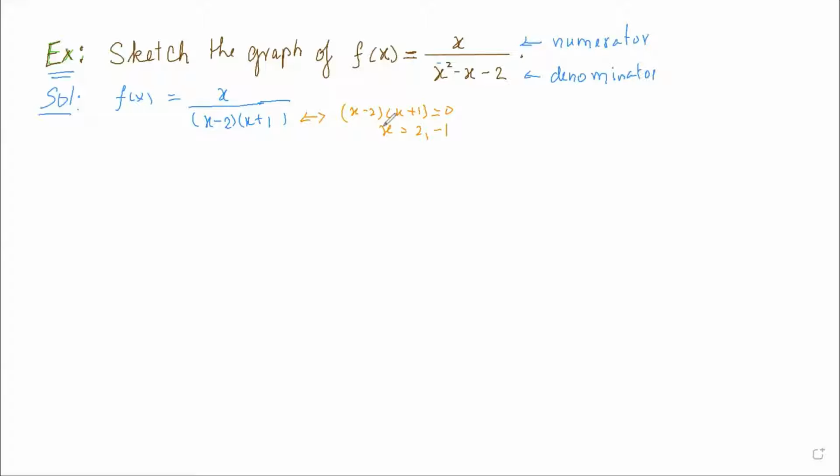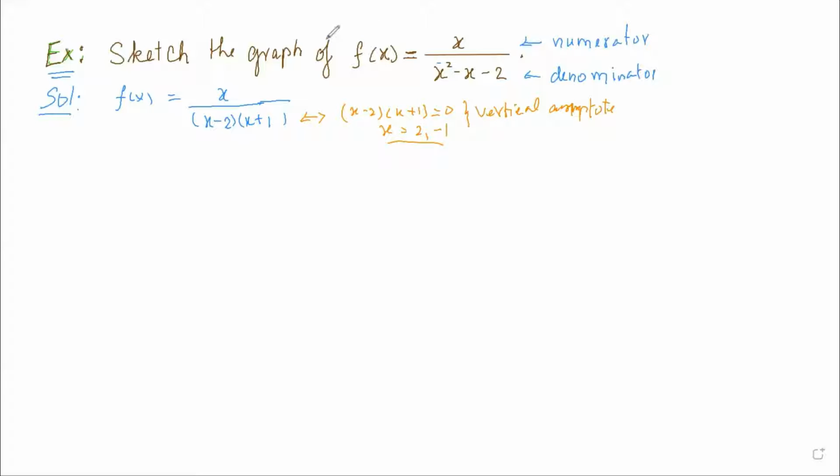So this one is the vertical asymptote, which is x equal to these 2 points. So from this one we can plot the graph.